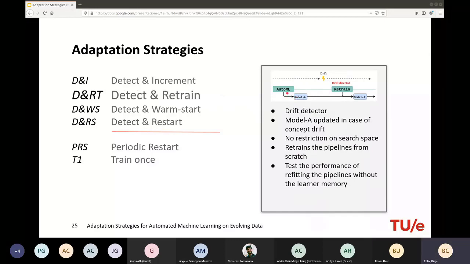In the second one, it's very similar to the first one, but the difference is when it runs the AutoML without restricting the search space, because we retrain the pipelines from scratch. We don't keep a learner memory anymore, and we test the performance of pipeline refitting to new data without the learner memory. So in both of the first 2 strategies, we actually test alternatives to rerunning the AutoML from scratch at the drift point, because that is costly. We want to understand if it is actually necessary to repeat the pipeline optimization.